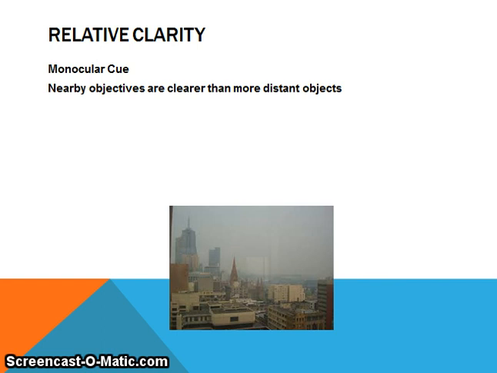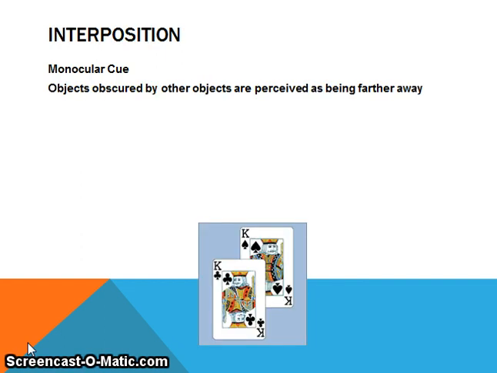On to relative clarity, which is kind of just like that binocular one. Let's go back up. Let's see what that was. That was retinal disparity. Relative clarity means nearby objects are clearer than more distant ones, but this one is monocular, and so in this case we can see these up-close buildings in the picture a lot more clearly than we can see the far-off towers in the background. Even though we can still see what they are, we just can't see each individual window and things of that nature.